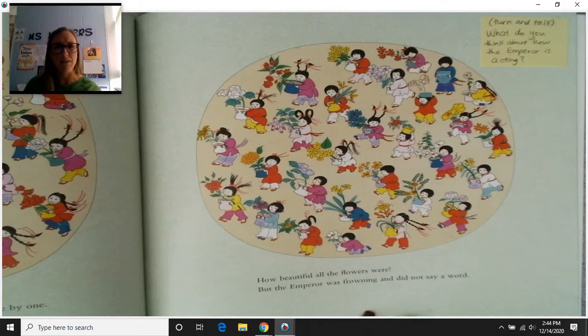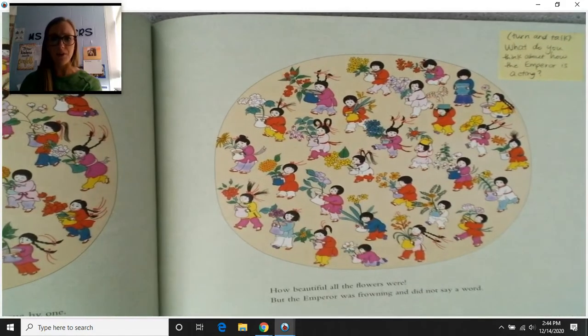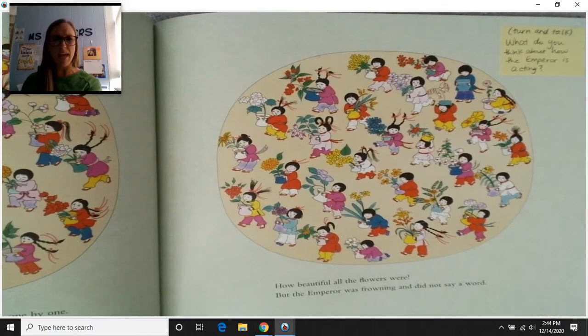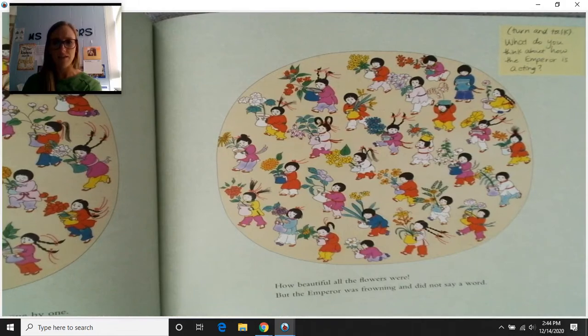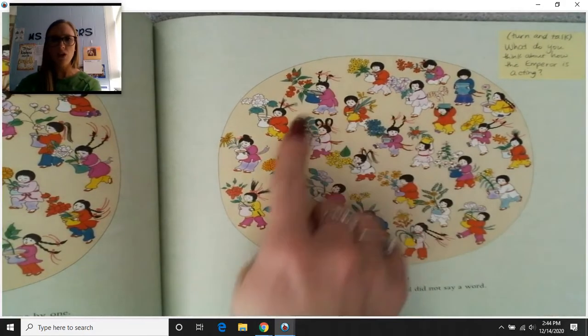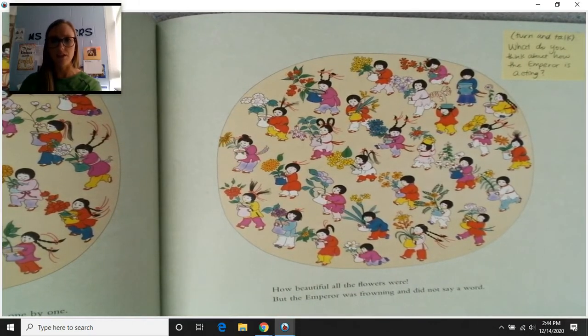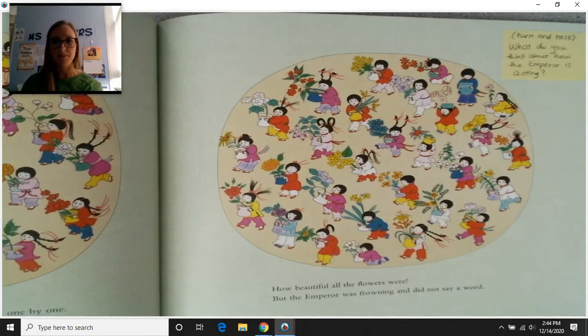What do you think about how the emperor is acting? He sees all these beautiful flowers and yet he doesn't seem to be happy. Why do you think he's not happy? He's frowning and he doesn't say a word. But there's all these flowers. I want you to look very closely at the illustration. Can you find Ping? And how do you know which one is Ping? Take a second to look.